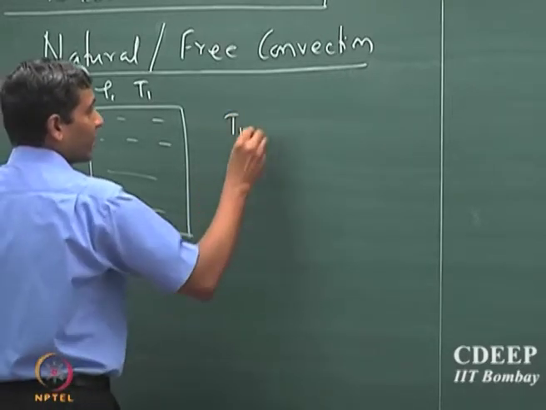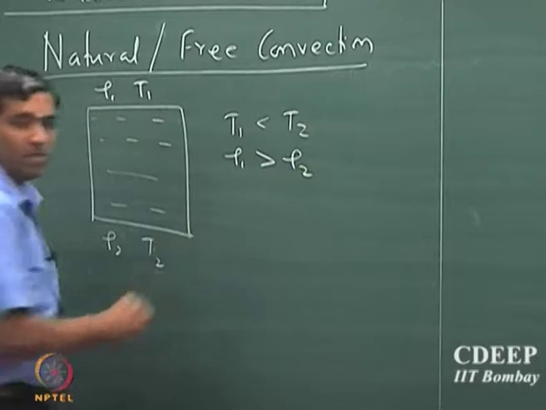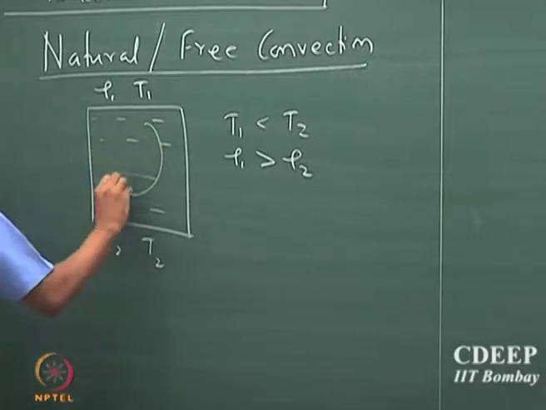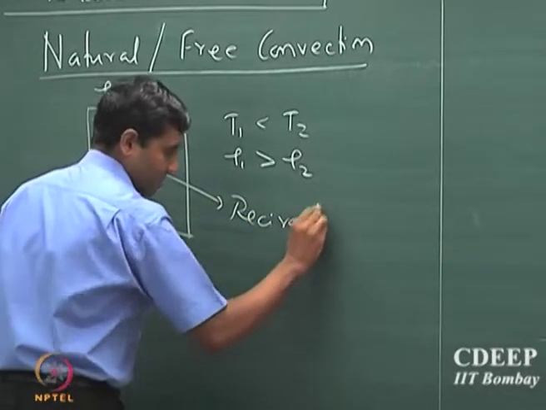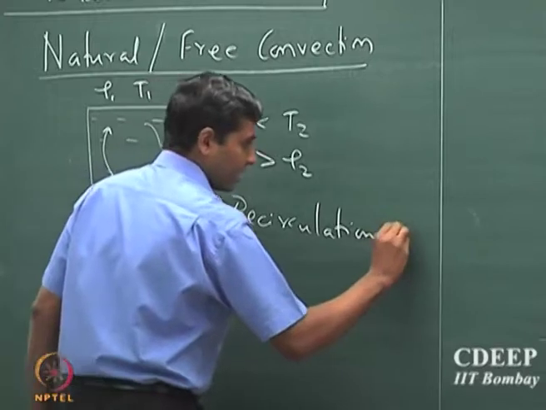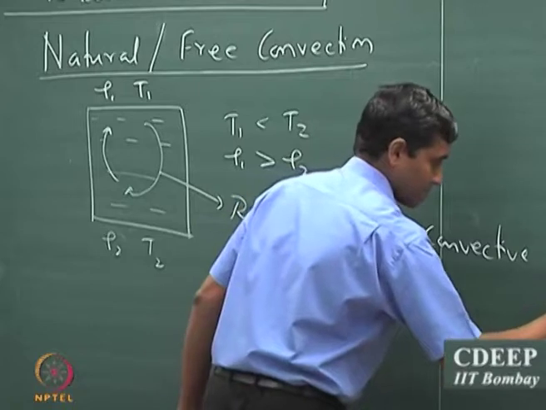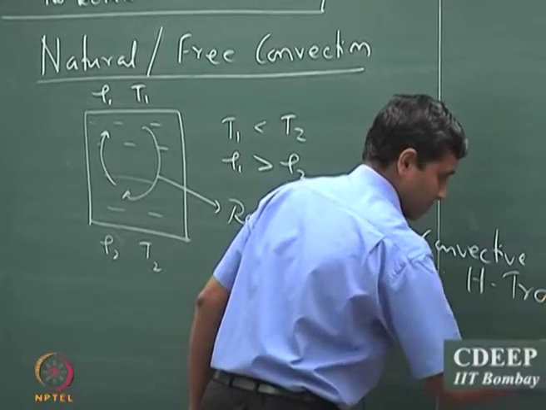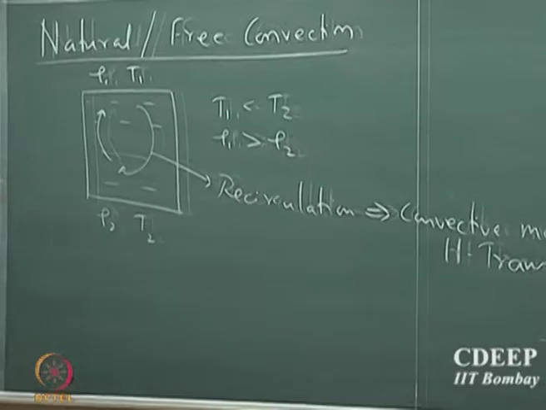So supposing if T1 is less than T2, we said that rho 1 is greater than rho 2, and therefore the heavier fluid is sitting on top of the lighter fluid, which is an unstable situation, and so that's going to set up a recirculation, leading to convection, leading to convective mode of heat transport in the horizontal direction.